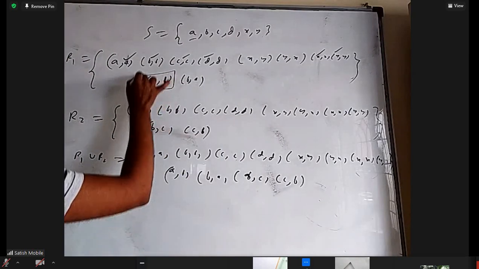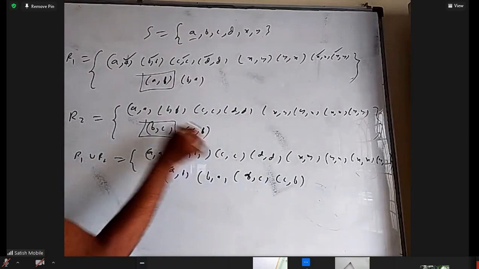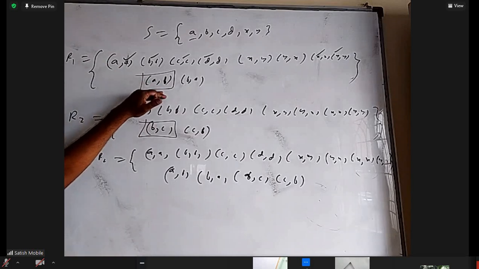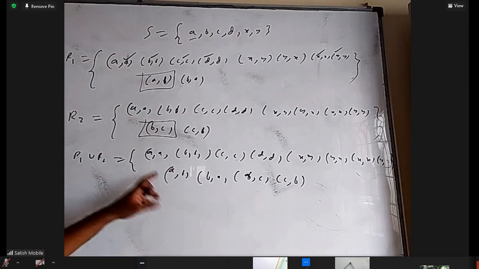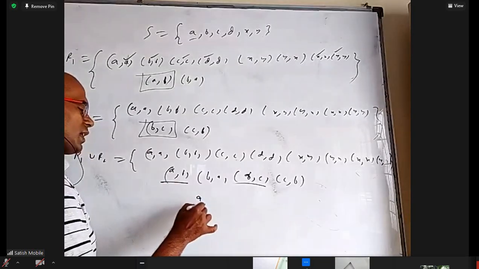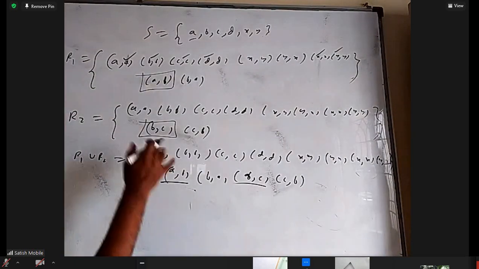I'll put only A comma B, but I did not keep B comma C here. I kept only B comma C. I did not keep A comma B here. So this alone is transitive. This alone is transitive, not an issue. But their union is not transitive because AB is there, BC is there, but AC is missing. Okay. So in intersection, we will not have that problem.